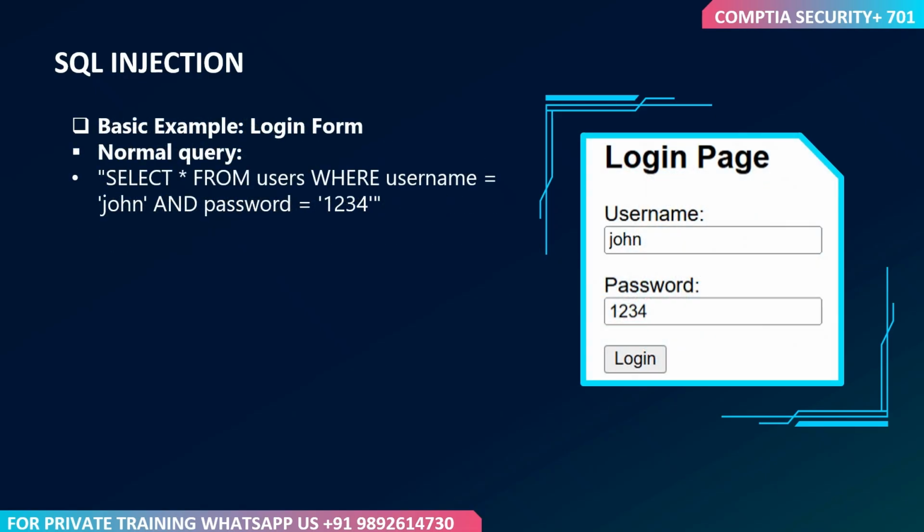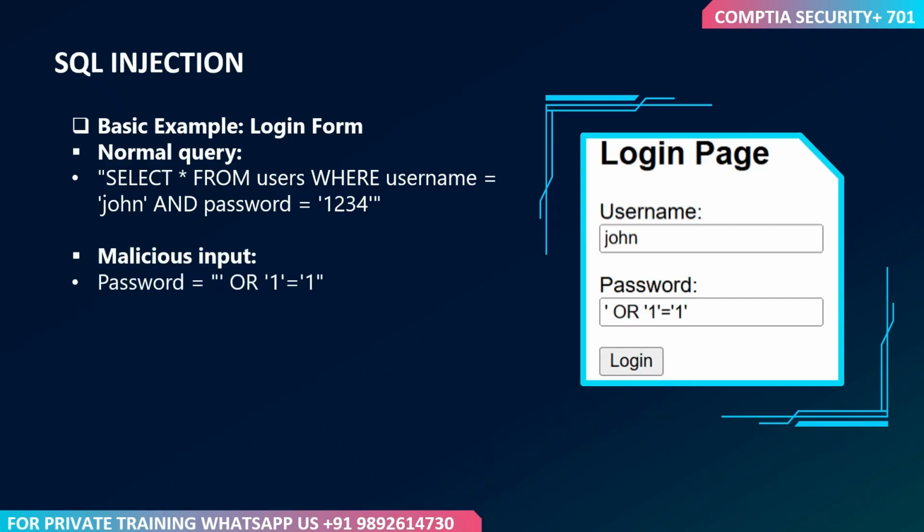Let's walk through a simple example so it's super clear. Say you have a login page that asks for your username and password. The code behind that page might take your input and build an SQL query like this. Select all from users where username equals John and password equals 1234. Now if you type John and 1234 into the form, that's the exact query the website sends to the database. And if a user with those credentials exists, the database replies, yep, here you go, and logs you in.